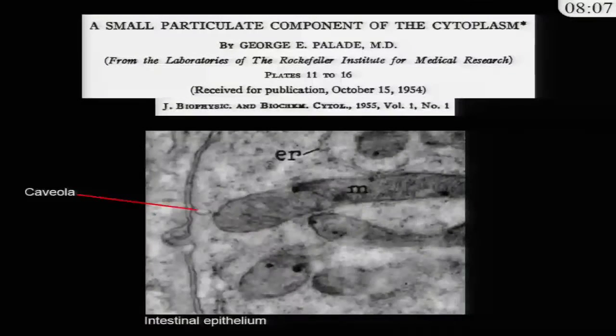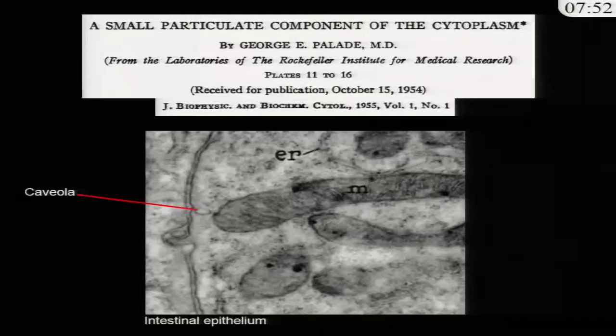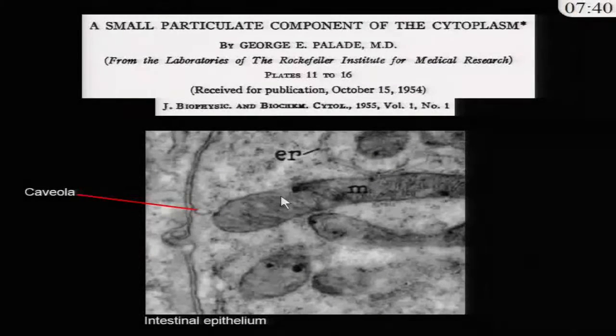So this is a paper. George Palade discovered these structures in 1953, as I showed you on my first slide. This was a paper he published in 1954, and the title of it is quite striking, the small particulate component of the cytoplasm. He went on to win the Nobel Prize in 1974 for this manuscript where he described the ribosome. In one of the plates in this manuscript, what he failed to notice was this subsarcolemmal caveolar structure in very close proximity to mitochondria.